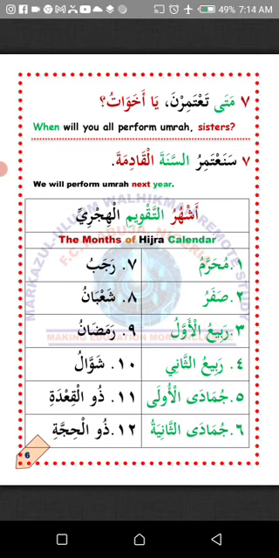Sab'a, number seven, Rajab, being the seventh month. Thamaniya, number eight, Sha'ban, being the eighth month. Tisya, number nine, Ramadan, being the ninth month of Islam. Ashara, number 10, Shawwal, being the 10th month. Ihida Ashara, number 11, Dhul Qa'dah, being the 11th month of Islam. Ithna Ashara, number 12, Dhul Hijjah, being the 12th month of Islam. La'alaka fahimt, I hope you understand.